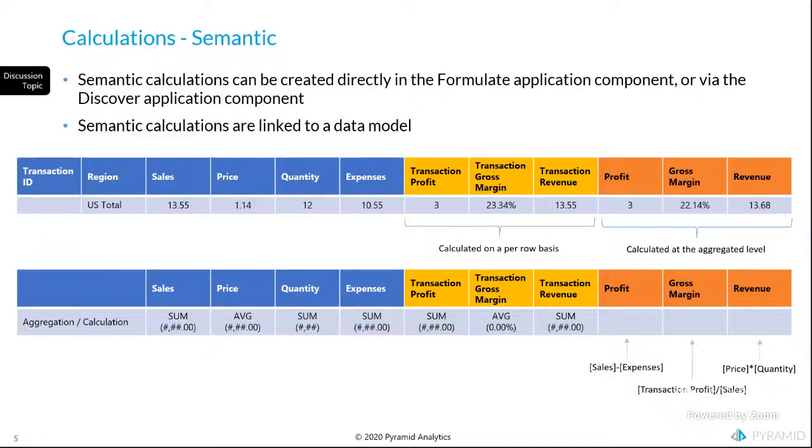So again, whether I'm actually adding them up or averaging them, that will produce the right answer. And indeed, I can then apply that calculation at the aggregate level in terms of sales minus expenses, transaction profit divided by sales, and price times quantity in terms of my revenue.